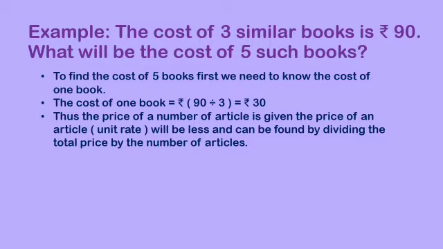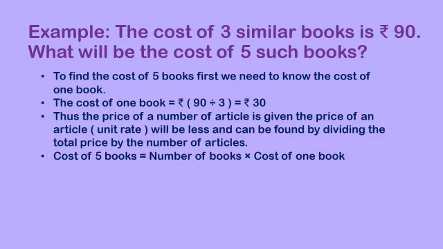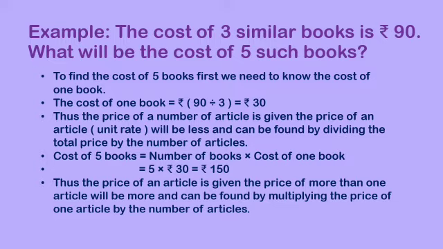Thus, given the price of a number of articles, the unit rate will be less and can be found by dividing the total price by the number of articles. So the cost of 5 books equals the number of books multiplied by the cost of one book, which equals 5 into rupees 30 equals rupees 150. The price of more than one article will be more and can be found by multiplying the price of one article by the number of articles.